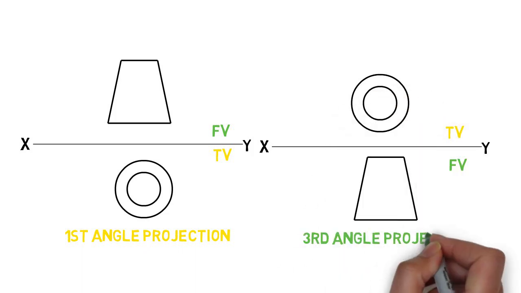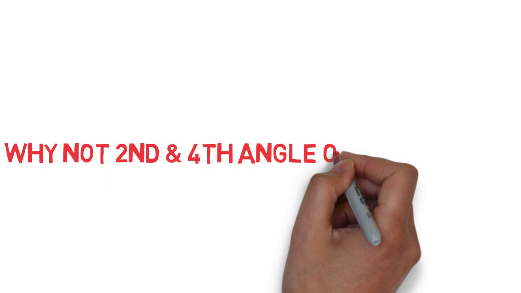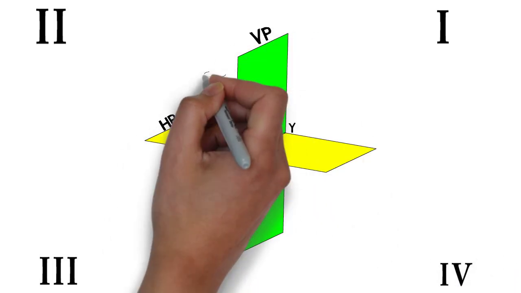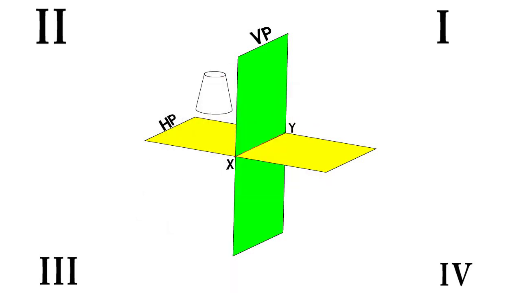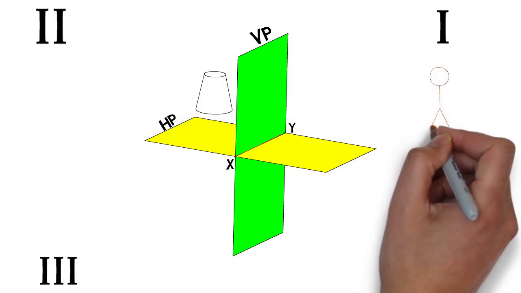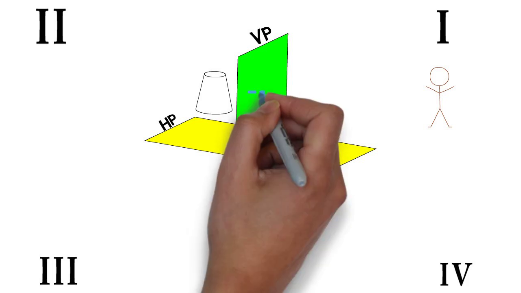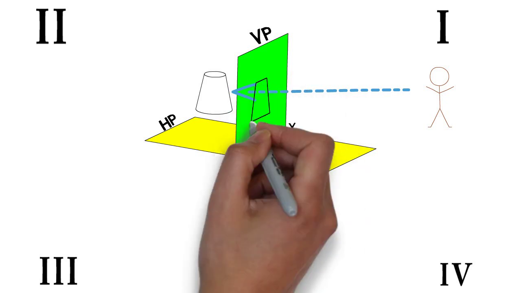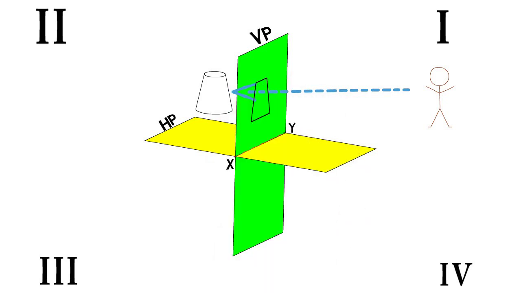Now our real question comes: why not second and fourth angle of projection? We will draw one more quadrant system here. In case of second angle of projection, the object is in the second quadrant. Again, the observer is here only, looking towards the object like this. Now we will draw its views. It will come like this. This is the front view and this is the top view.